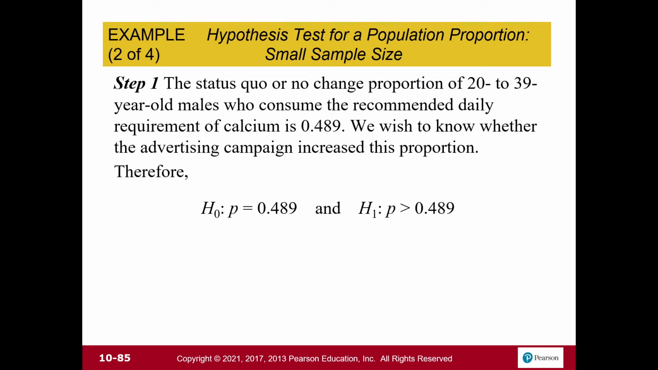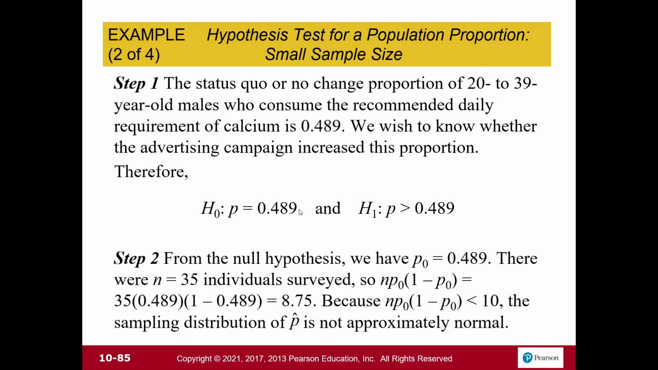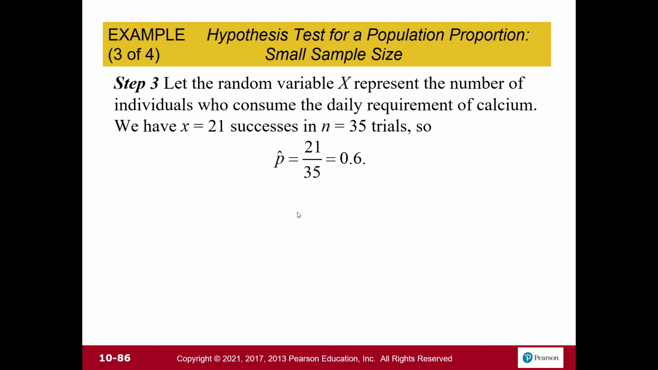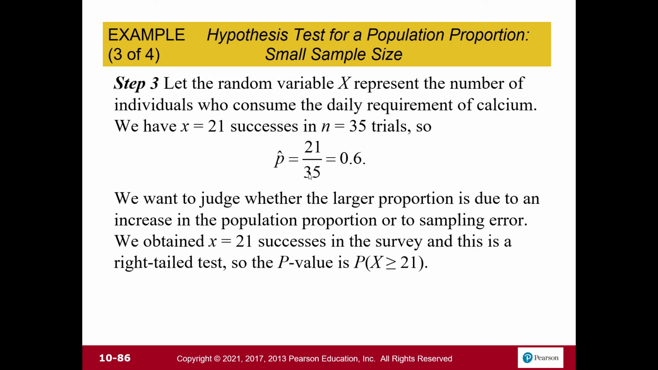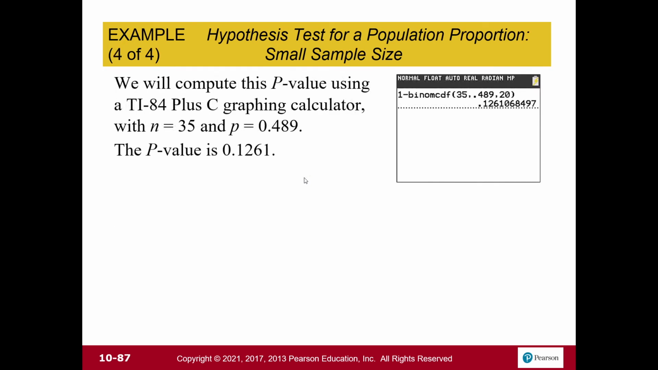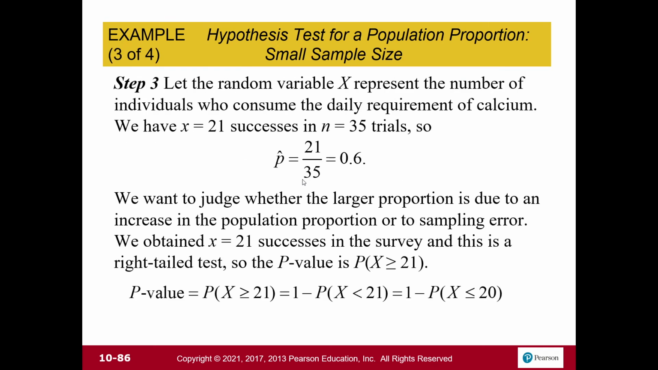Well, we assume that it's 0.489, and we're going to look at our sample evidence of 0.6, and we're going to just compare how significant 0.6 is. Is it normal? And what we're going to do is calculate 21 over 35.